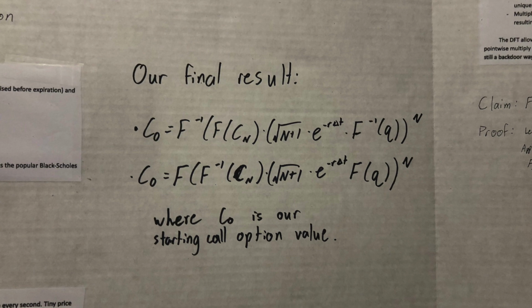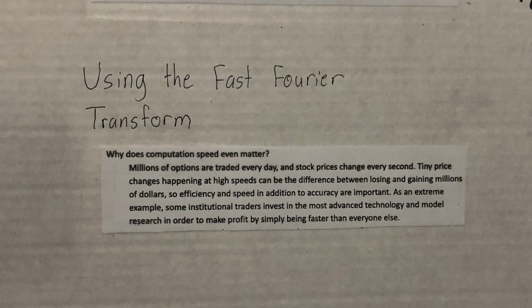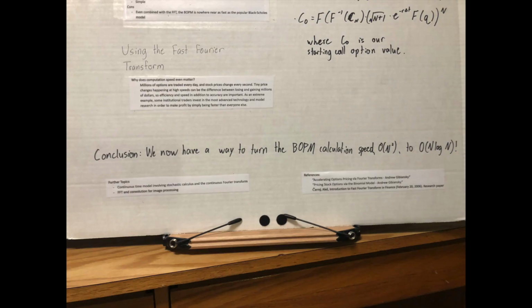Why do we even need a faster way of computing call option values? On the market, millions of options are being traded every day, and the stock prices change every second. So tiny price changes happening at high speeds can be the difference between losing and gaining millions of dollars. So efficiency and speed, in addition to accuracy, are extremely important. As an extreme example, some institutional traders invest in the most advanced technology and model research in order to make profit by simply being faster than everyone else.